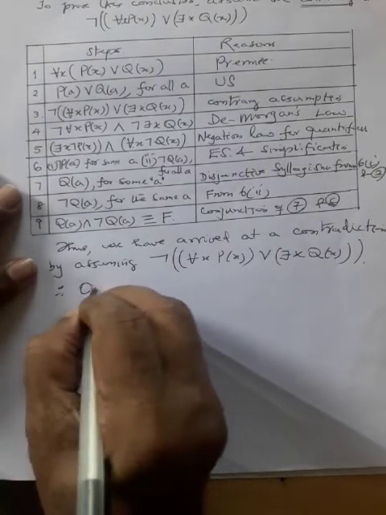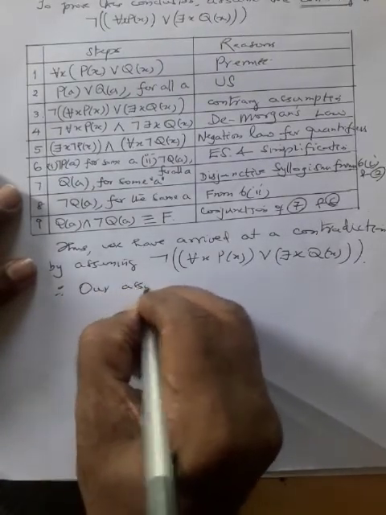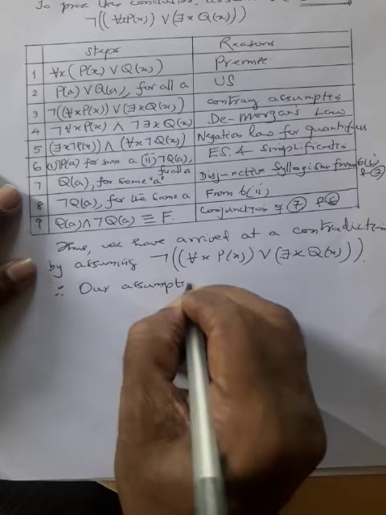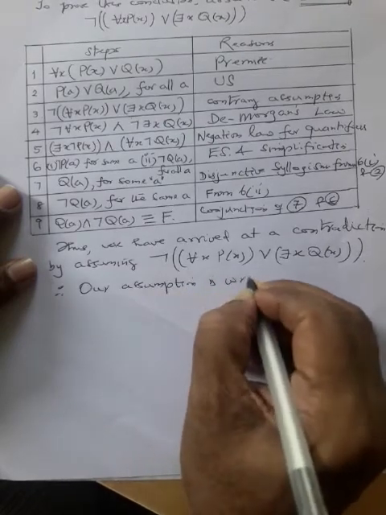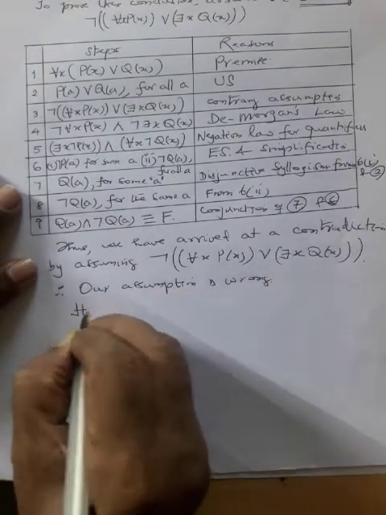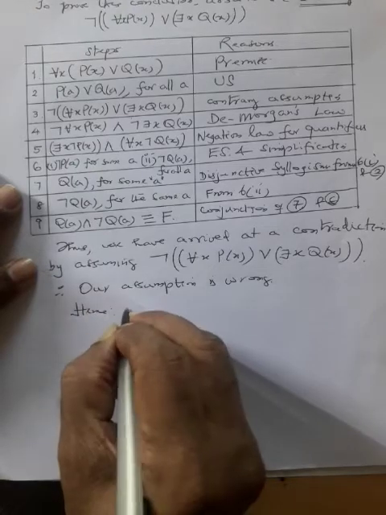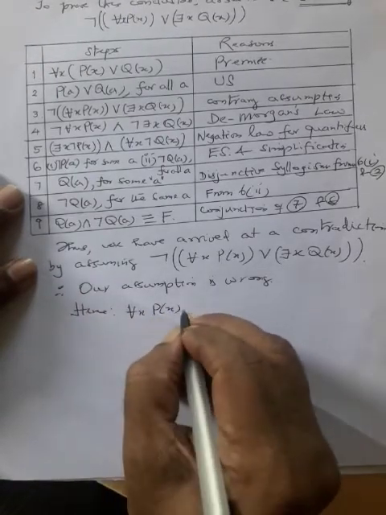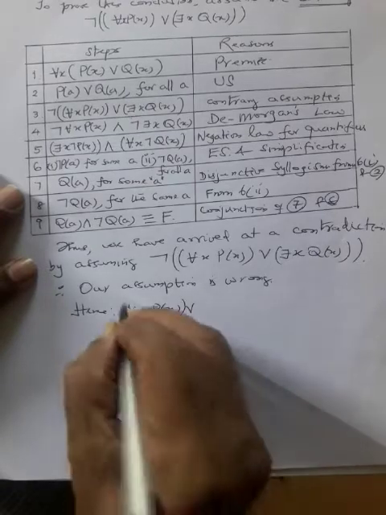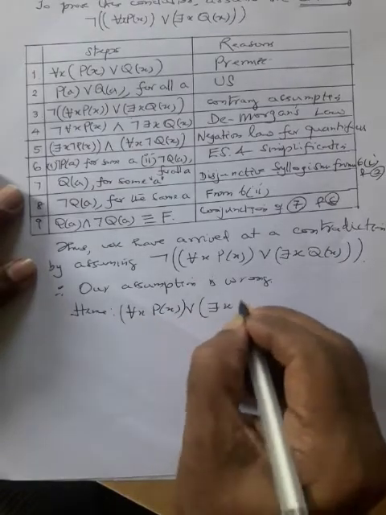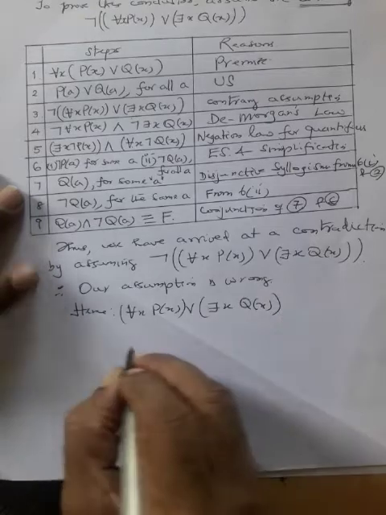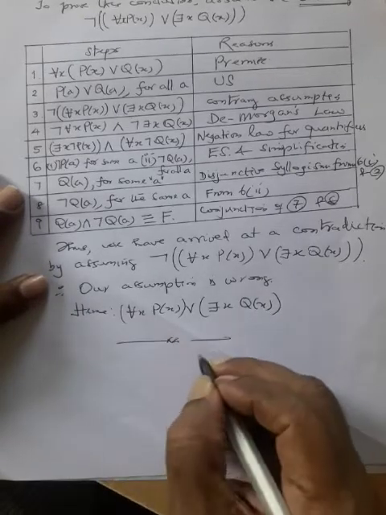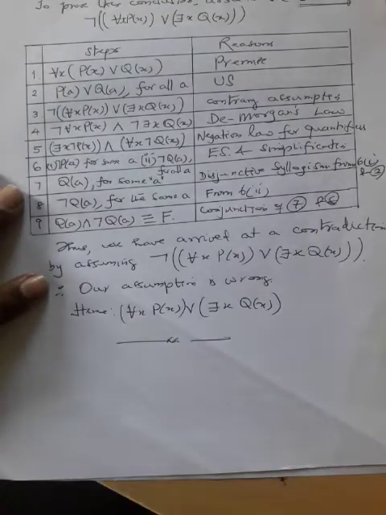Therefore our assumption is wrong. Hence the conclusion, for every x, p of x or there exists x, q of x, is valid. So this completes video 39 and problem number 2.